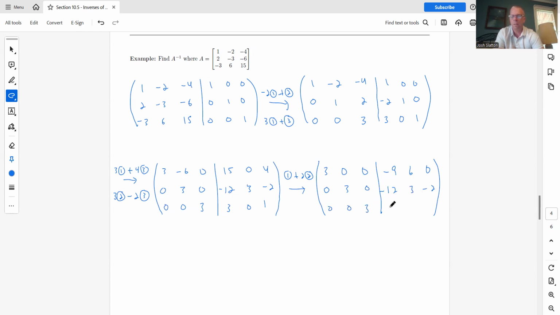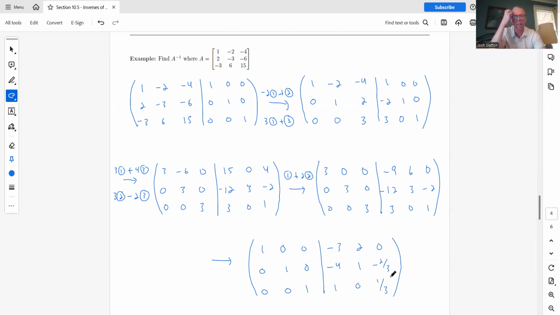And then really all we need to do now is divide each row by 3, and we should be done. So we're just going to divide every row by 3, and that will give us the identity matrix over here. So 1, 0, 0, and then -3, 2, 0, 0, 1, 0, -4, 1, -2/3, and then 0, 0, 1, 1, 0, 1/3. So now we have the identity matrix over here, and this one over here should be our inverse.